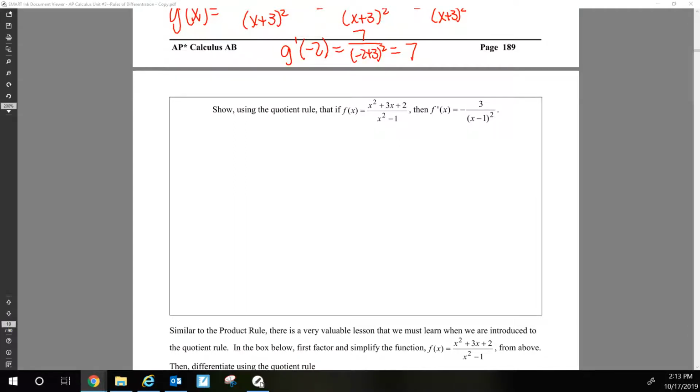Alright, welcome back to part 2 of the quotient rule list. For this one, they're giving us the function, and they're giving us the derivative. We just have to show that that's true using the quotient rule.